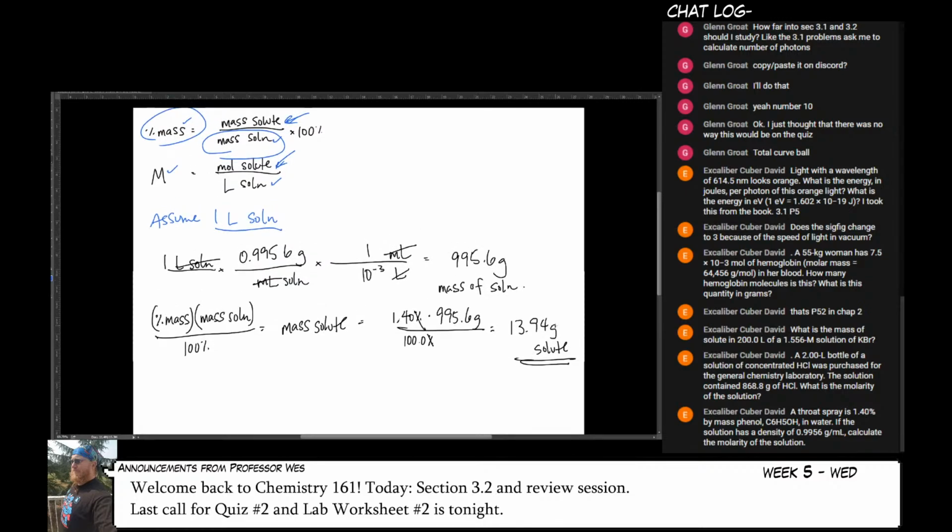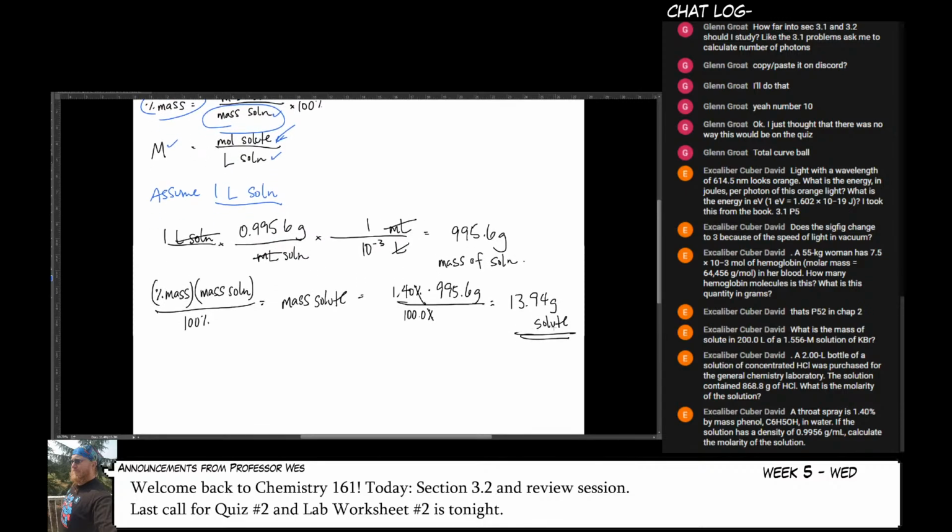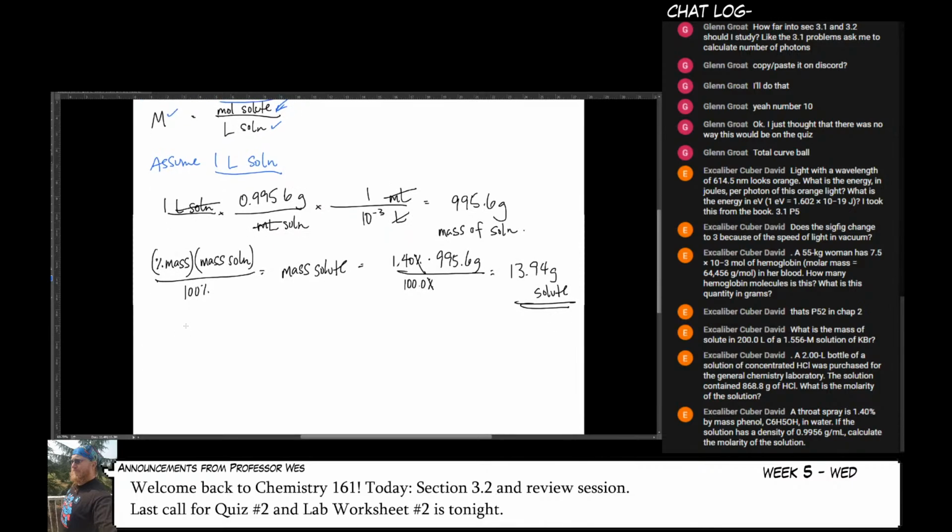And now that I know the mass, I can figure out how many moles I have, and then I can figure out the molarity. So 13.94 grams of phenol, which we'll just write the formula here.